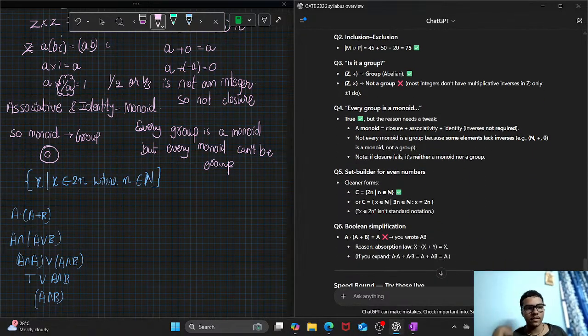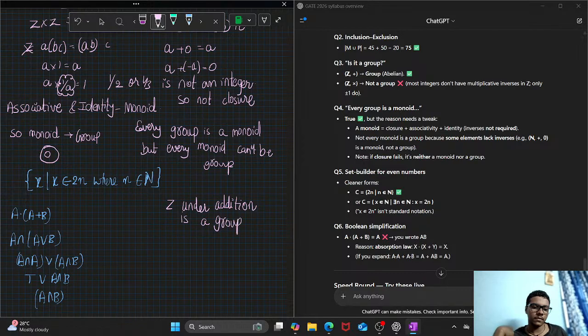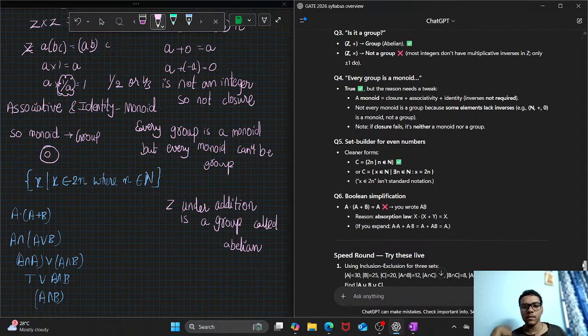Abelian group. Okay, this is called a group called abelian. Yep, nice. Every group is a monoid. The reason needs a tweak.